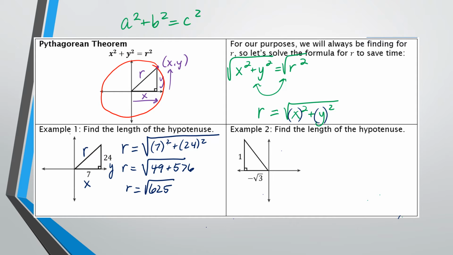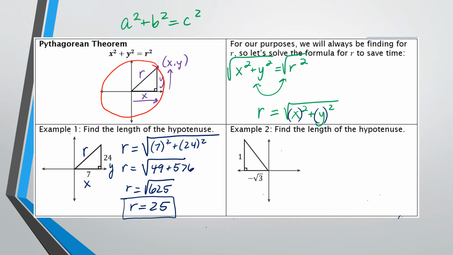And then in your calculator, or maybe you have it memorized, if you take the square root of 625, you just get plain old 25. So 625 is a perfect square. When you take the square root, the radical disappears. So this is it. The hypotenuse of this triangle has a length of 25 units. All right, now let's try example 2.